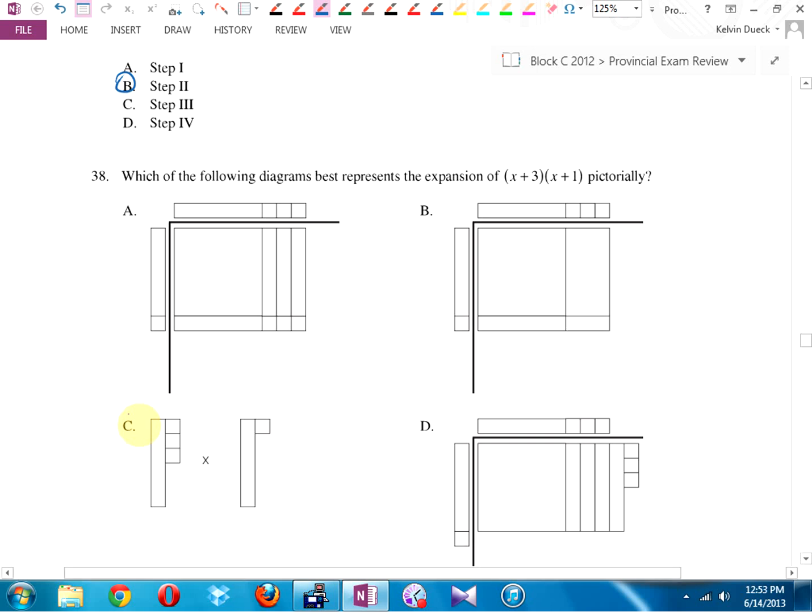Says, which of the following best represents the expansion of x plus 3 times x plus 1 pictorially? You know what? I think we can even do this algebraically, first of all. What does x plus 3 times x plus 1 work out to be? How do you calculate that? FOIL.